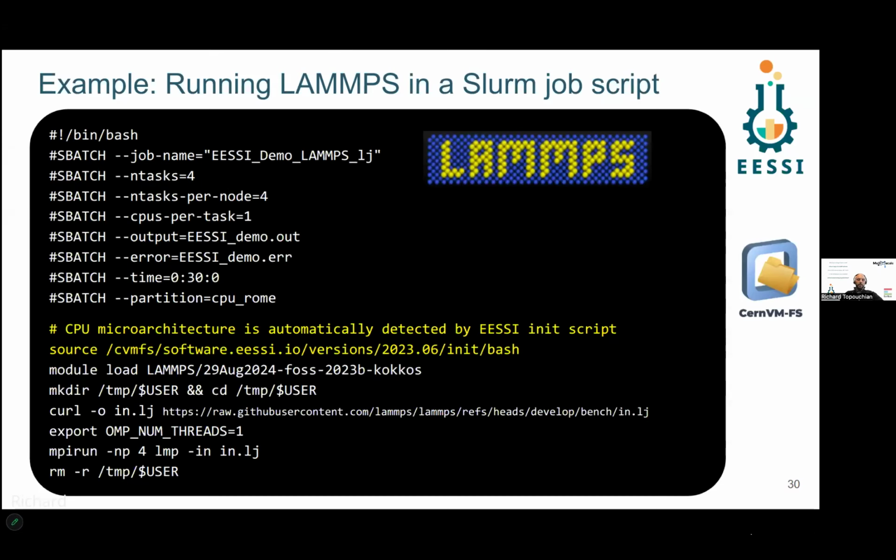Here is another example of how to run EESSI within a Slurm job script. All that is required is a single line where we source the /cvmfs/software.eessi.io/versions/2023.06/init/bash, that is the bash script provided by EESSI. It is enough to detect the CPU microarchitecture on the system or on the node that I'm willing to run the software on.